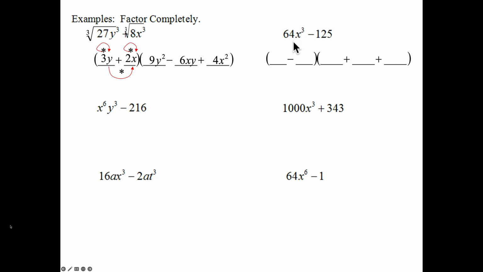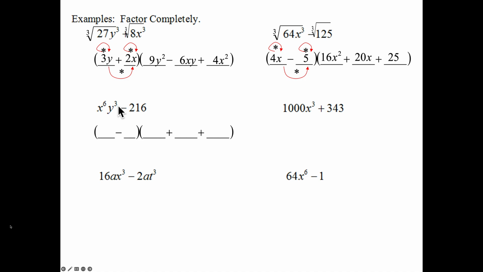Cube root of 64x cubed is 4x. Cube root of 125 is 5. Time to smile. 4x times 4x is 16x squared. 4x times 5 is 20x. 5 times 5 is 25. We are done. Now, it's important to understand that this trinomial right here does not factor. So this will not factor to 2 binomials, so don't even bother trying.